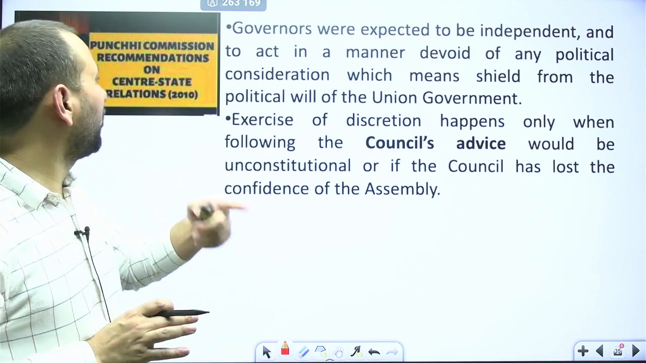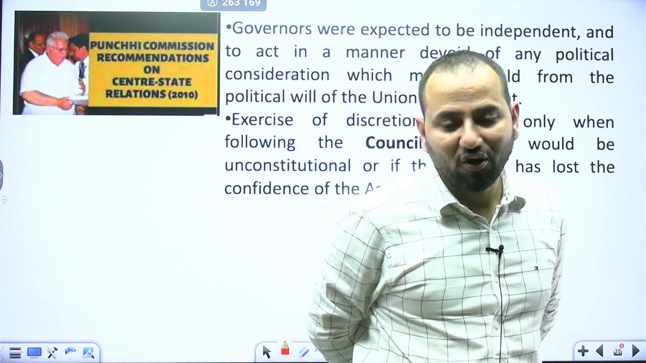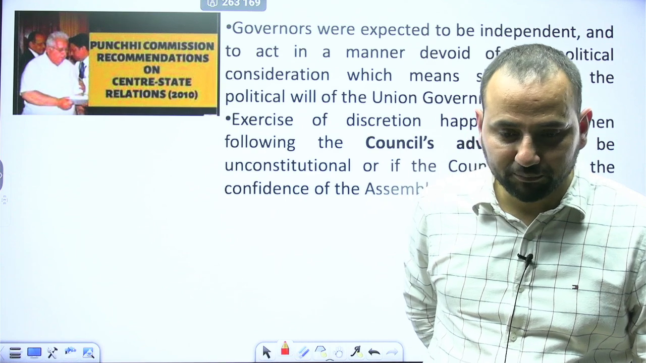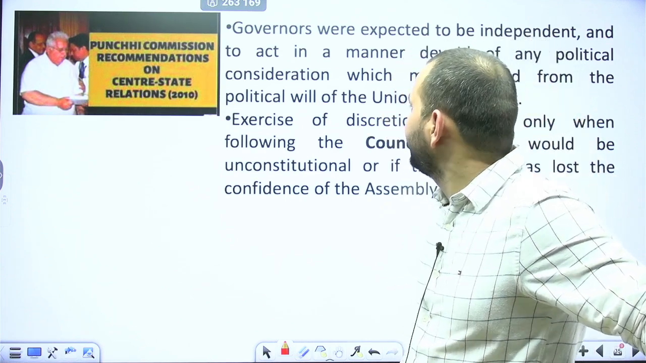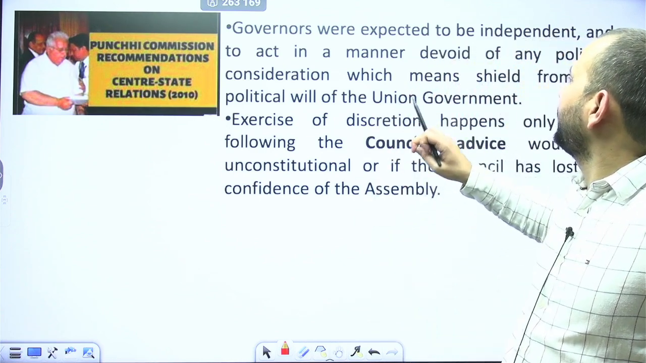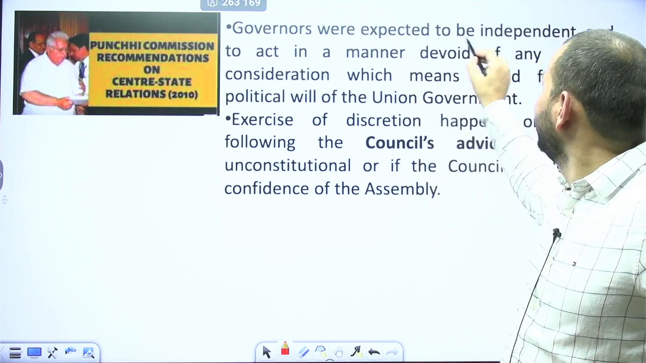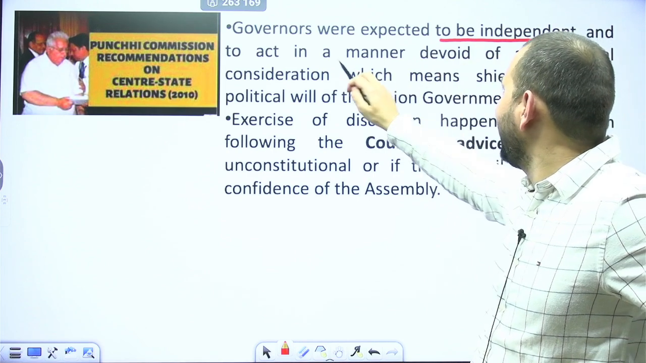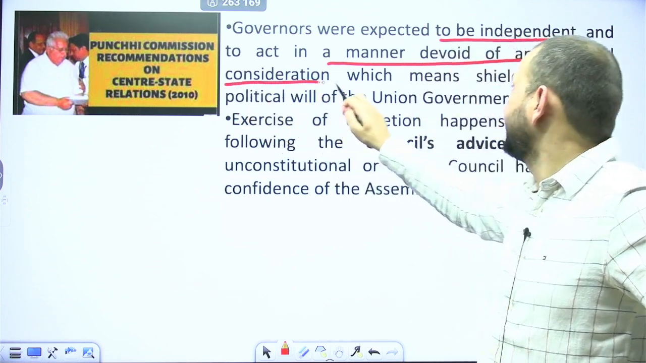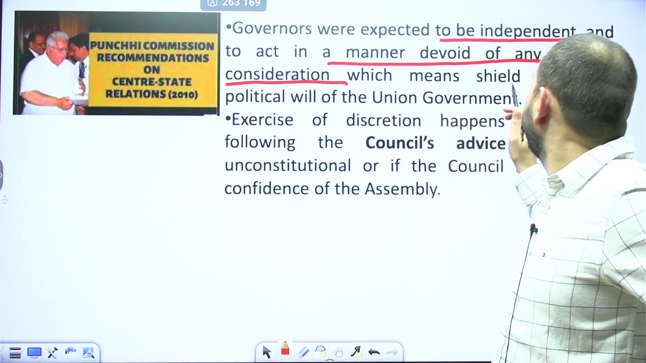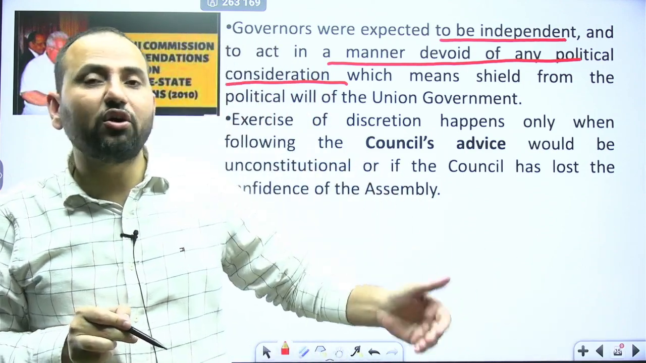So if you move forward, another important commission which we need to see is the Punchhi Commission. The Punchhi Commission submitted its report in 2010, and it clearly specified with reference to this structure of the office of governor that it is expected to be independent and to act in a manner devoid of any political consideration, which simply means that it should not shield the central government and should not become a shield of the central government.